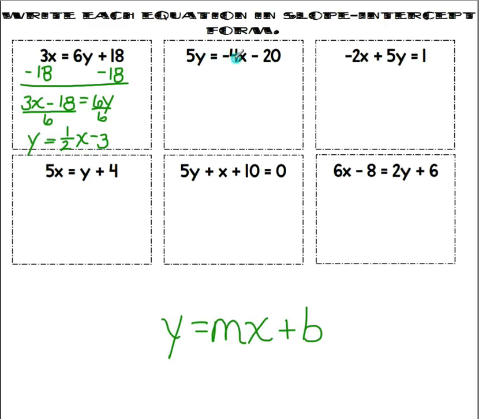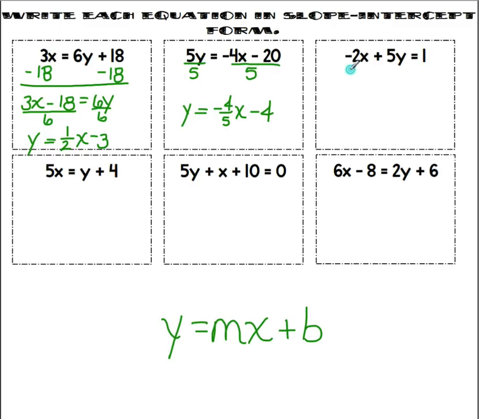If we have 5y equals negative 4x minus 20, my y is already isolated on the left side of the equation, so now I just need to undo this multiplication of 5, so I'm going to divide by 5. I will get y equals, remember that the negative 4x is divided by 5, and if I can't simplify that, then I just write this as negative 4/5 x. And then negative 20 divided by 5 gives us negative 4.